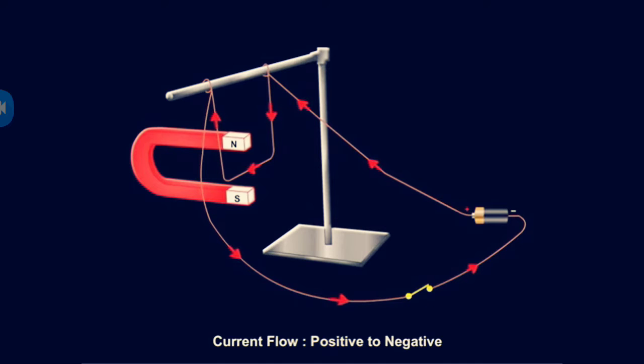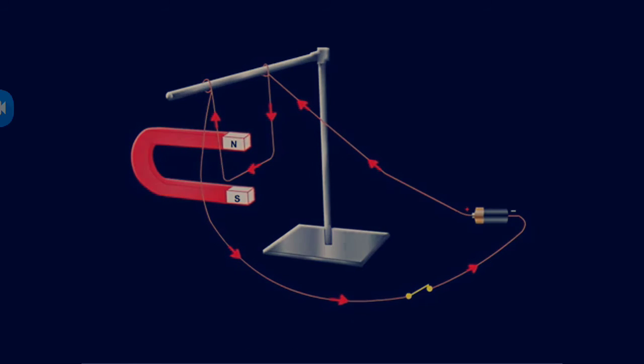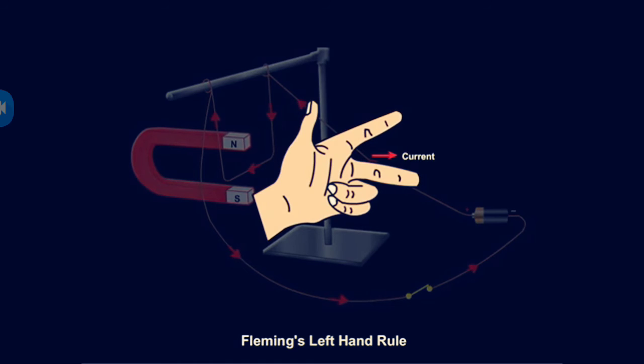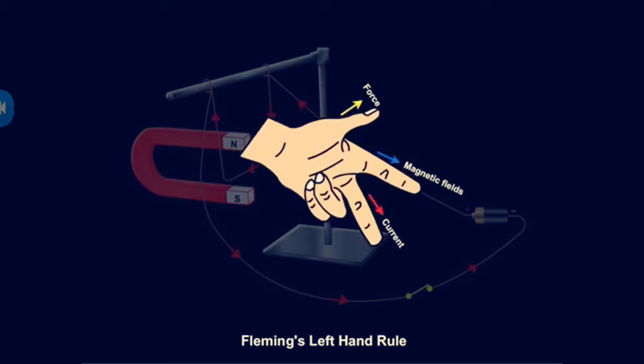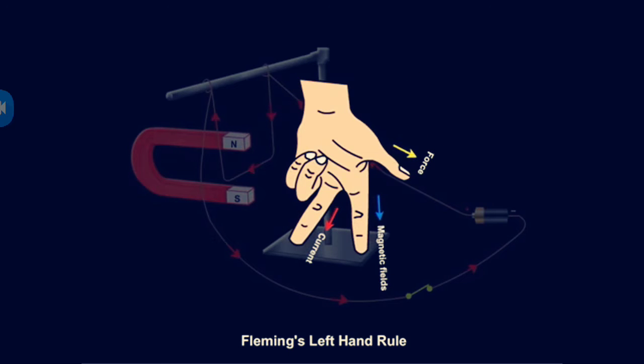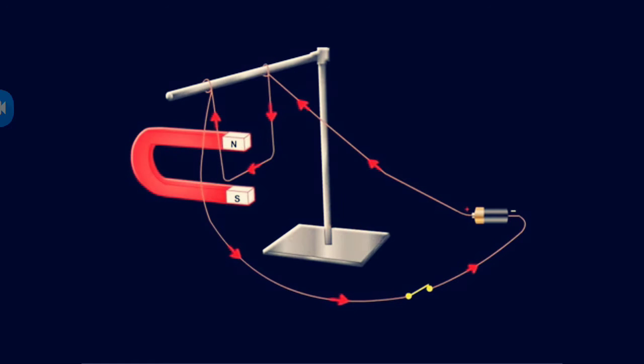Fleming's left-hand rule. A current-carrying conductor in a magnetic field experiences force. The direction of the force is given by Fleming's left-hand rule. In this case, the conductor experiences force in the rightward direction.